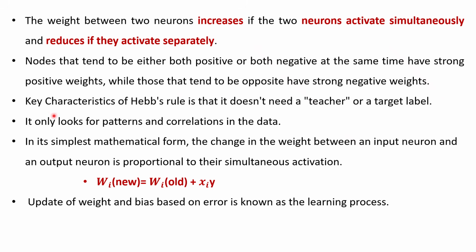One of the key characteristics of Hebb's rule is that it doesn't need a teacher or a target label. It only looks for patterns and correlations in the data. In its simplest mathematical form, the change in weight between an input neuron and an output neuron is proportional to their simultaneous activation. Wi(new) = Wi(old) + Xi*y, where W is the weight, X is the input, and Y is the output. Update of weight and bias based on error is known as learning.